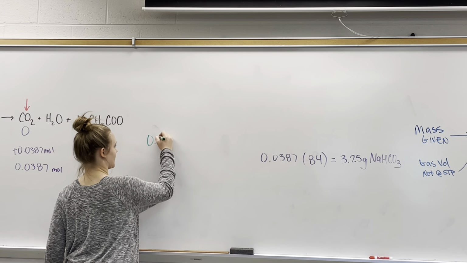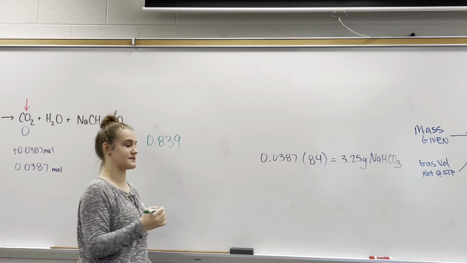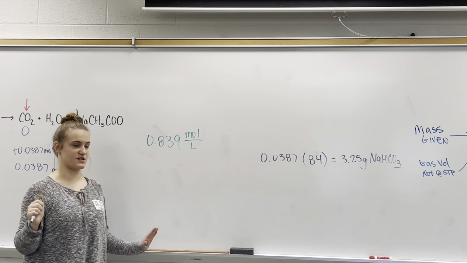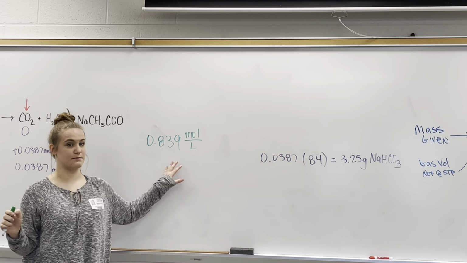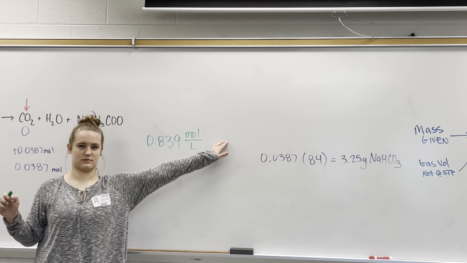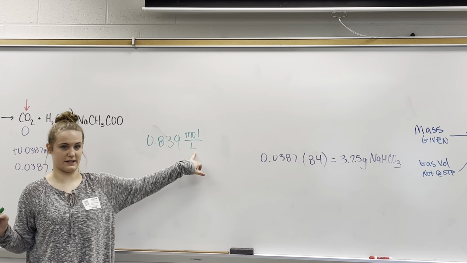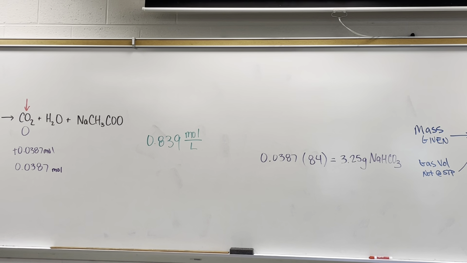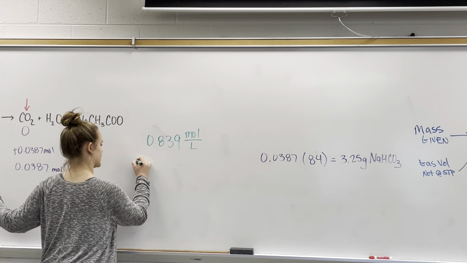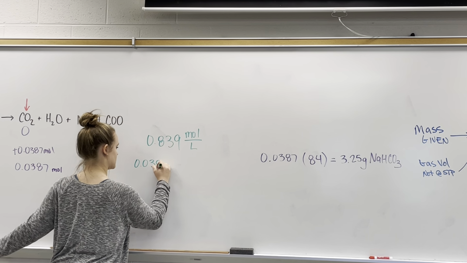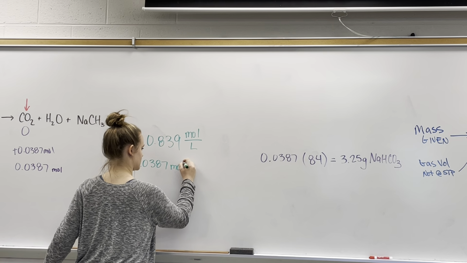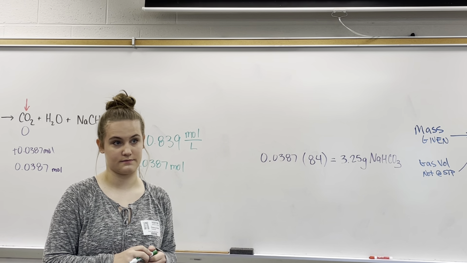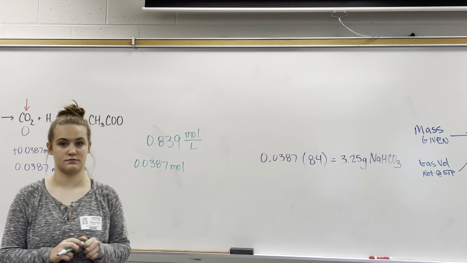Okay. All right, 0.839. Your molarity is moles over liters. So if I have moles, then I can multiply by liters. Does that make sense? You just want to cancel out the liter on the bottom, so you're gonna multiply by liters to get what you're looking for in the end. So how many moles do we have? 0.0387. All right, so that is my moles. So now what am I gonna do? I could use that 0.839 moles per liter to get to liters.